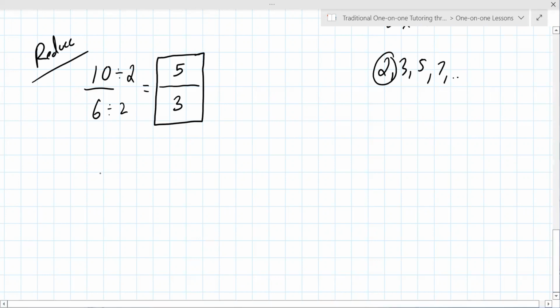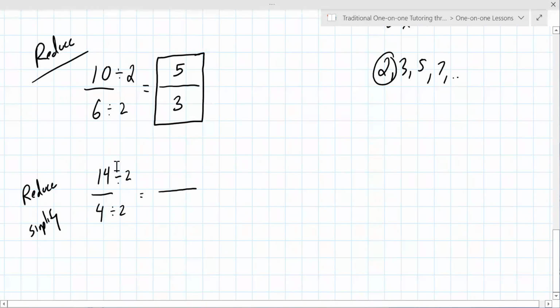So let me give you another one here. Let's do 14 divided by 4. The instruction is to reduce or simplify. You're looking for numbers that go into both 14 and 4. So does 2 go into both 14 and 4? Yeah, it does. The reason is they're both even. They're even because it ends in 4. So you can divide both of these by 2.